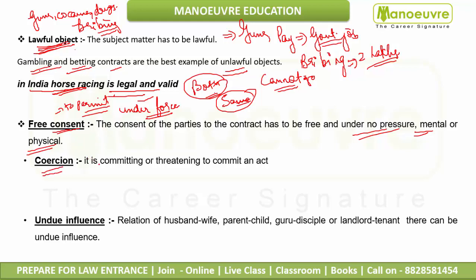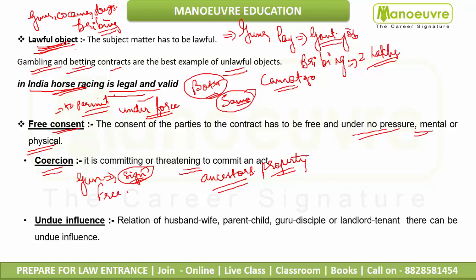Okay? Coercion. It is committing or threatening to commit an act. Now, say you have an ancestor's property and you are not willing to sell it, but the builder comes and shows you a gun, correct, and you sign a contract over there. So the contract is not about a free consent, you have signed it due to the force, correct, so the contract will be a voidable contract. Am I clear about it? It will not be a valid contract.